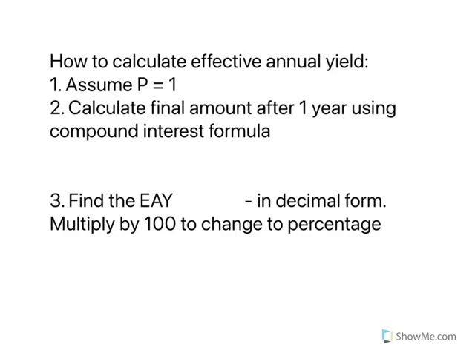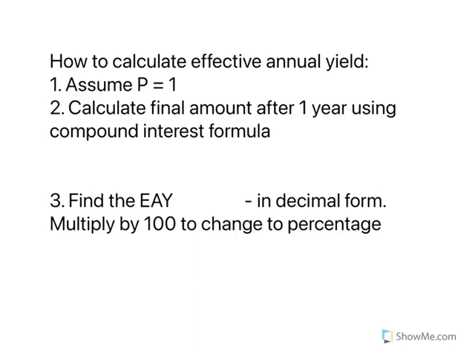So how do we calculate effective annual yield? Well, first we assume that P is 1. Remember that P is principal, the amount we borrow. And you might say, well, I'm probably never going to borrow $1. Well, yes, that's true, but this will help the calculations be more simple. So you assume P is 1. You calculate the final amount after 1 year, again, keep it simple, using the compound interest formula.